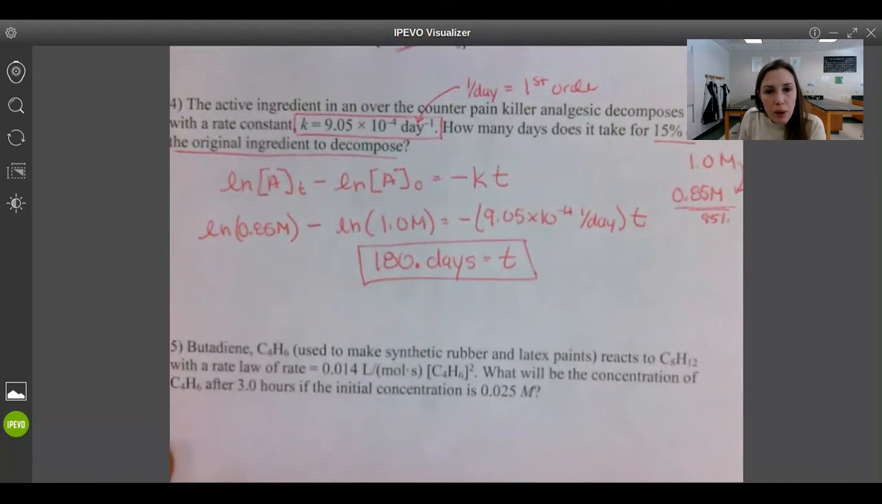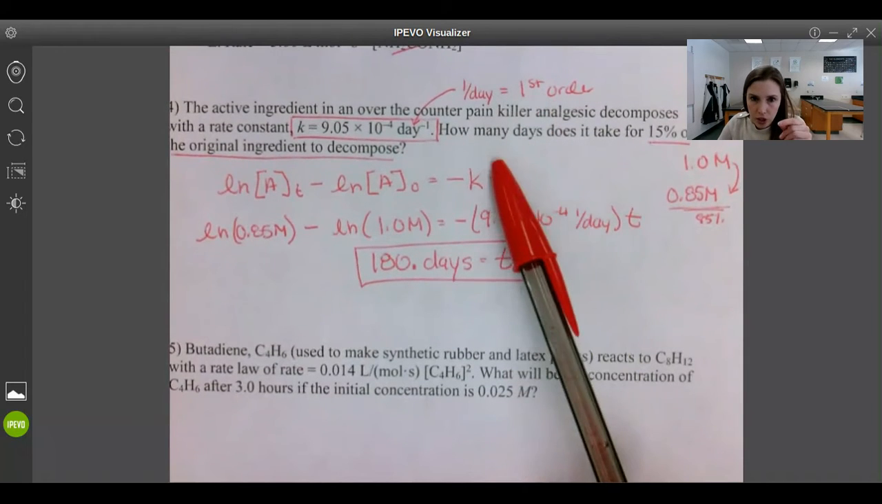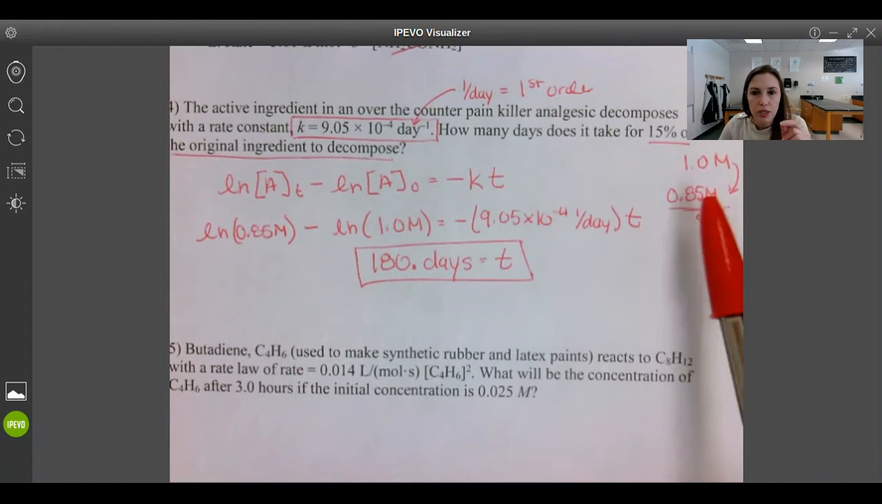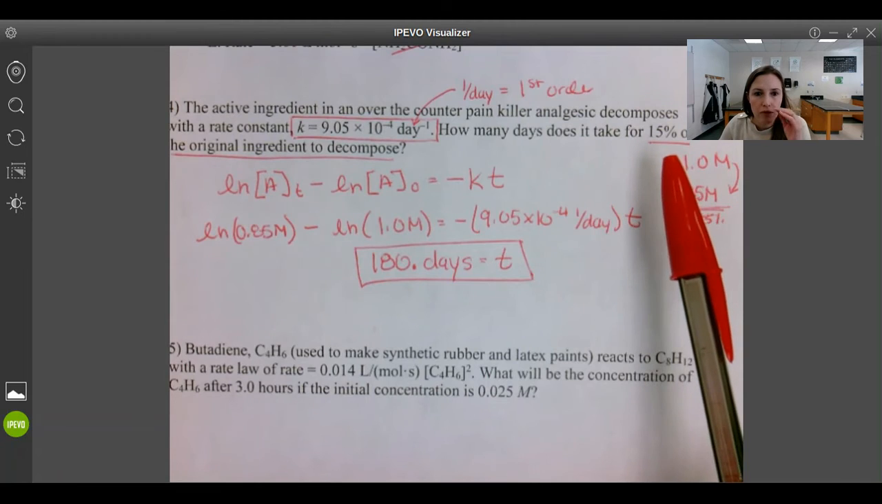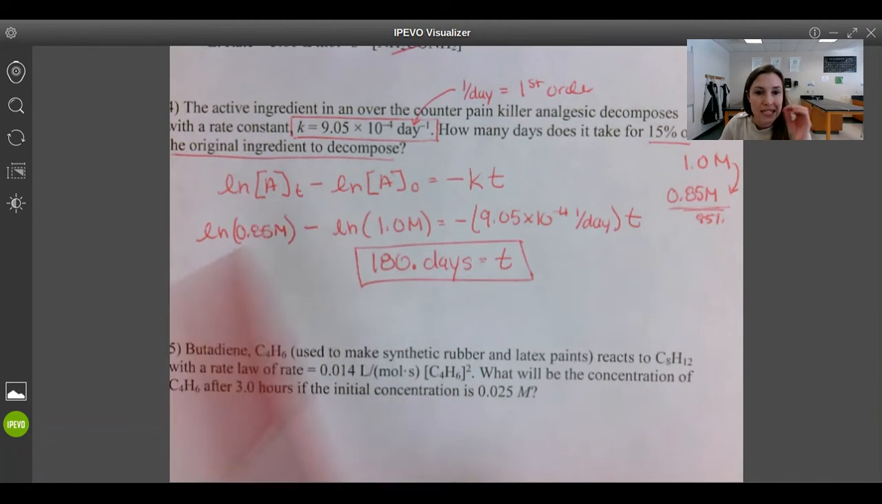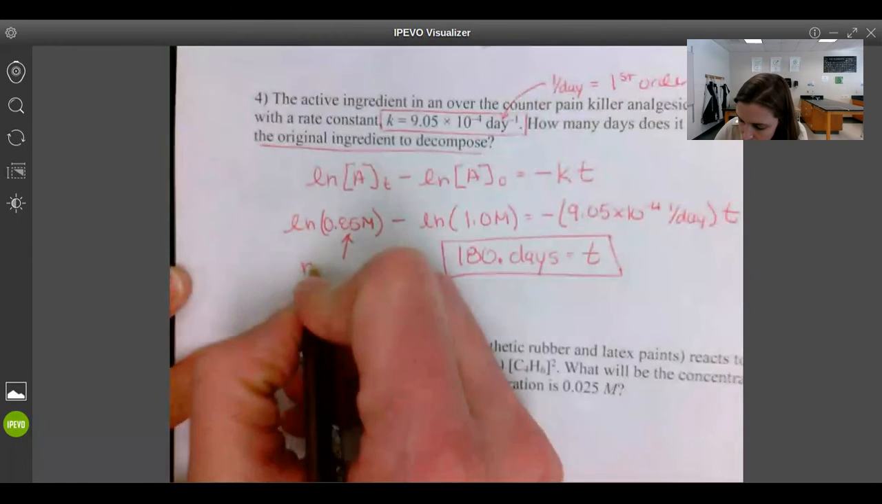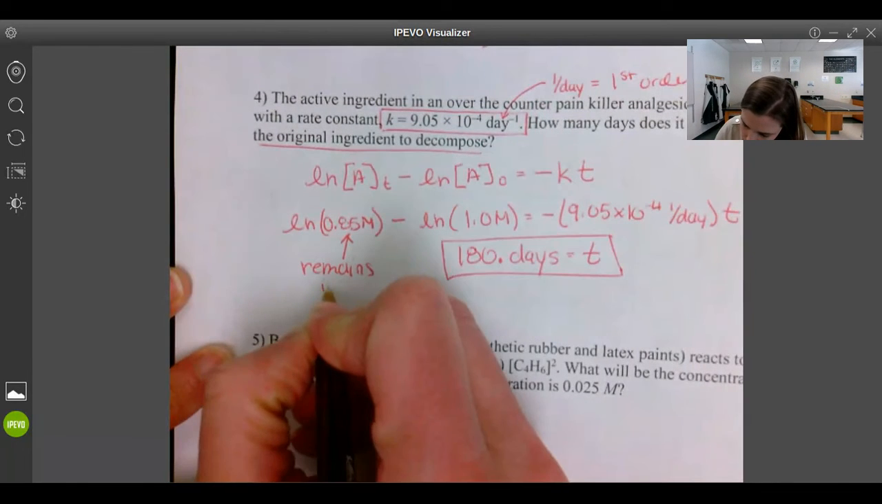I picked this one because of two things. One, you had to use the rate constant to figure out the equation, so be really careful with those units. And then this little extra part, again, about understanding when it talks about 15% decomposing or reacting, and how you would come up with this amount that's still in solution. So just make sure this value here has to be what remains in solution.